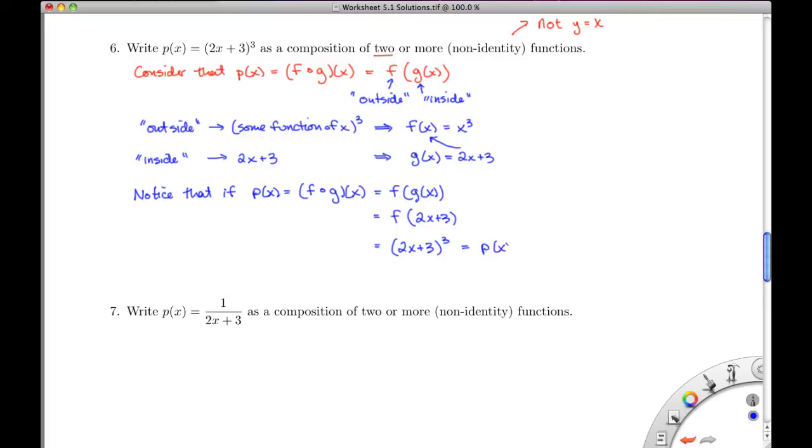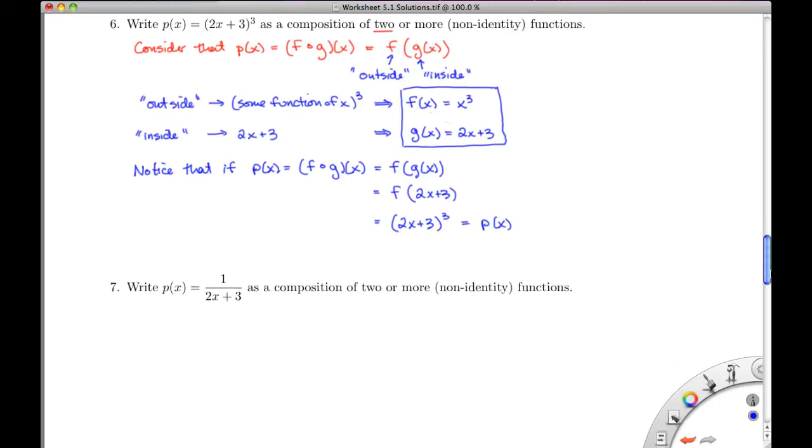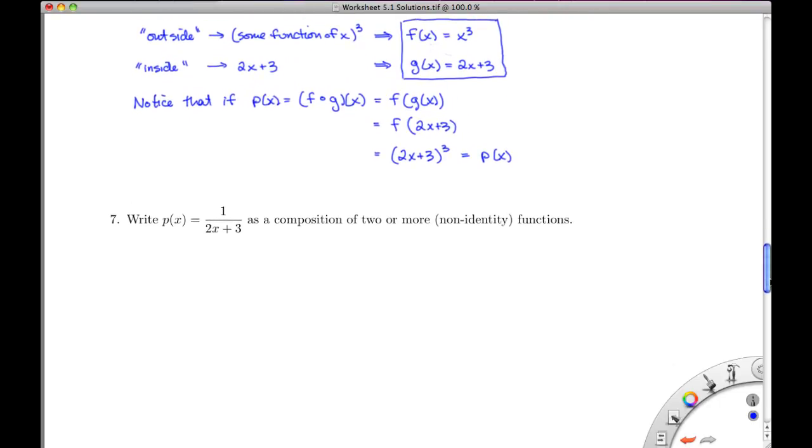So this would be our breakdown here, these two functions. This would be our solution. We can break p down as a composite of these two functions, f and g. All right, a little tricky, but it's a breaking down as opposed to a composing like we did in the previous examples. Let's try this again with number 7.